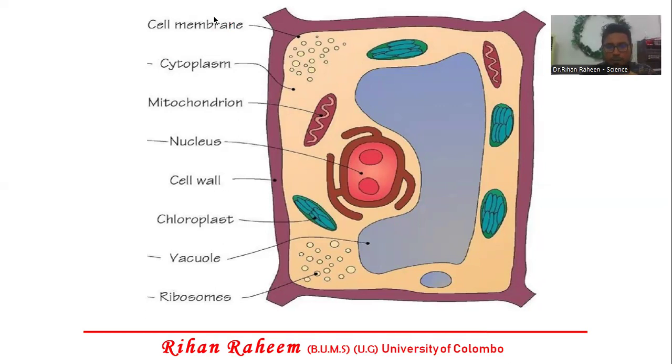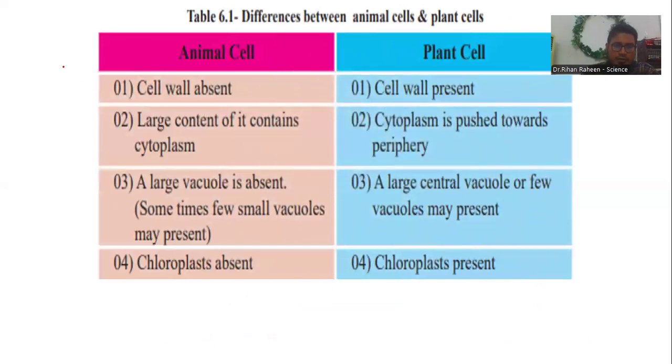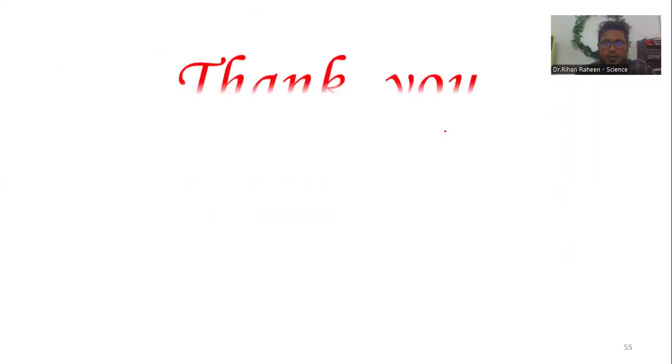So this is another picture of the plant cell. Same thing, whatever we have discussed. I hope you all are clear about it. This is what is given in our syllabus. Normally cytoplasm is everywhere, but in plant cells, cytoplasm is pushed towards the periphery. What is the reason? Because of the large centralized vacuole. So those are the main things. I hope you are all clear.